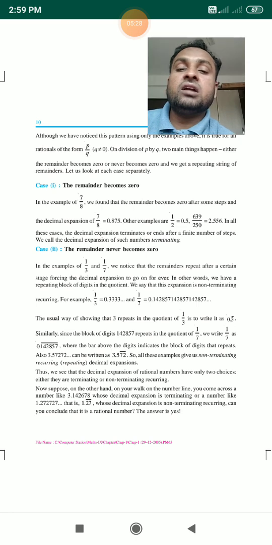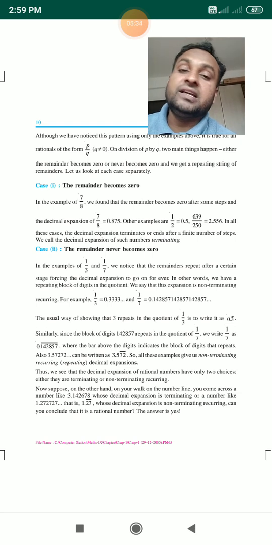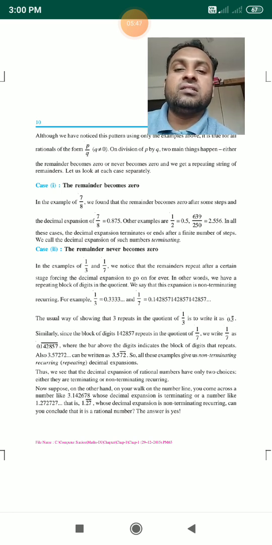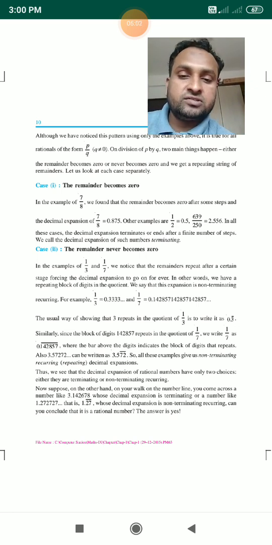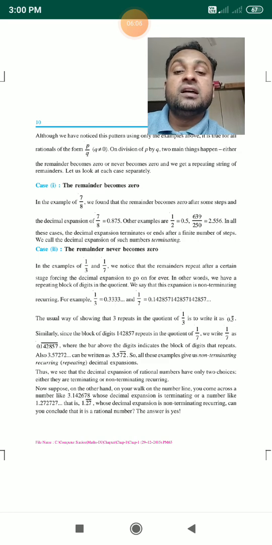Now next is the non-terminating and recurring number. If the fraction is divided, the remainder never comes to 0 and the decimal digits repeat again and again, such numbers are called non-terminating and recurring numbers. Recurring means repeating. For example, 1 by 3. It is a non-terminating number and recurring also, because the 3 in 0.33 is repeating. So you call it a non-terminating and recurring number.